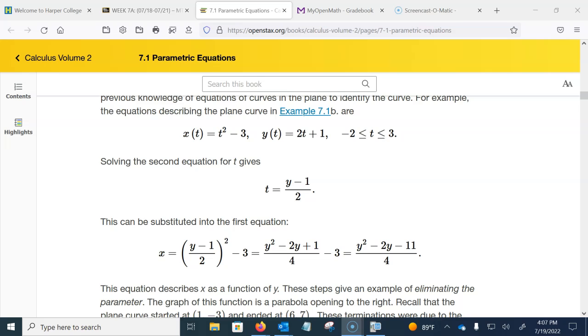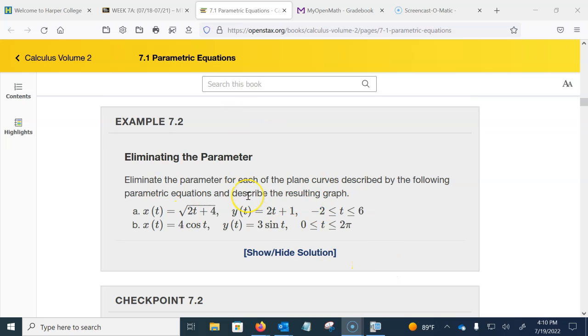All right, so here we've got two more examples of eliminating a parameter. And here the first set of equations have got x of t equals root of (2t plus 4). And the second one is y of t equals 2t plus 1. So in the first example, we took the linear case because it was an easy equation to solve for t. Let's go ahead and be a little bit more daring and try to solve for t in the first parametric equation here. So to do that, you would square both sides.